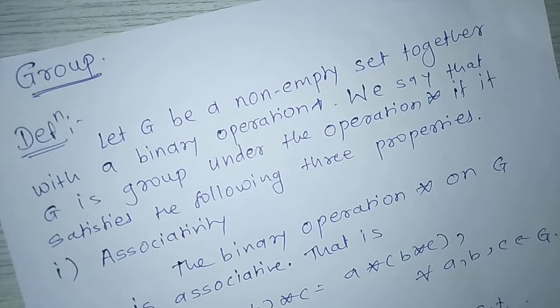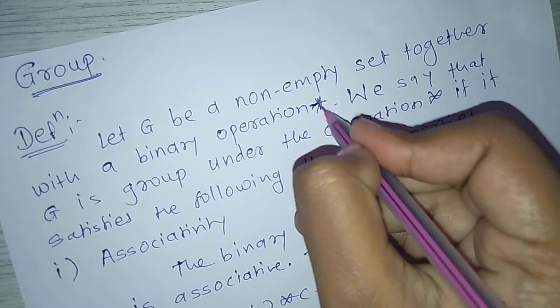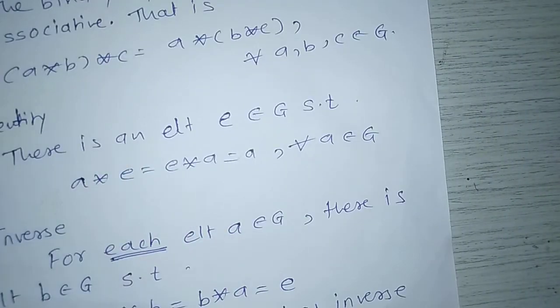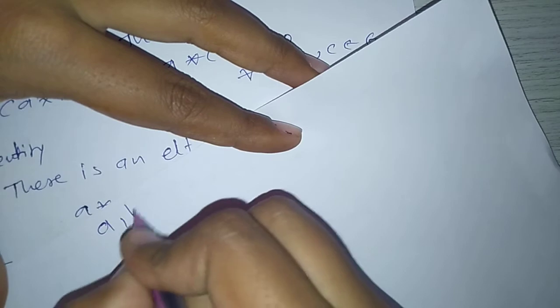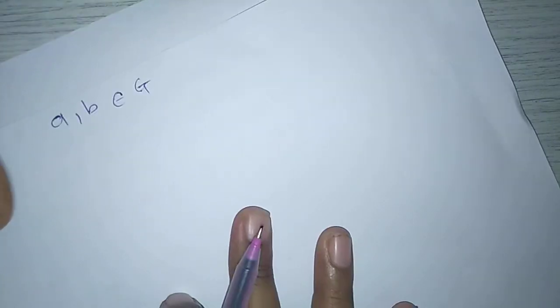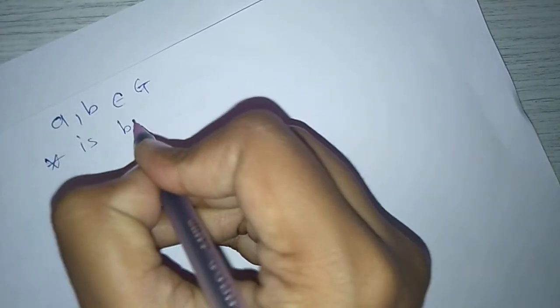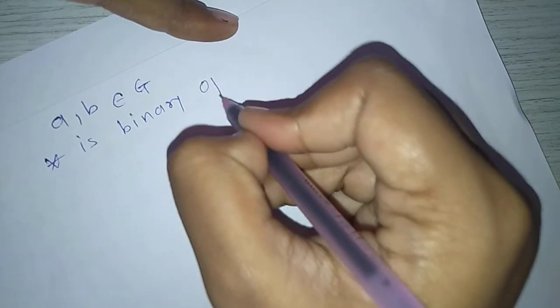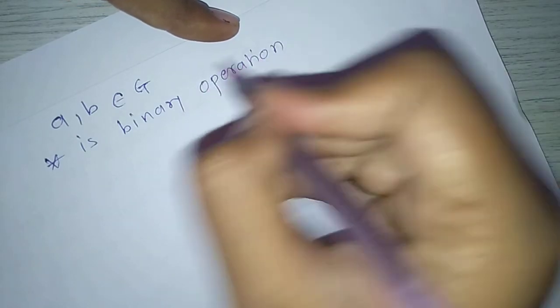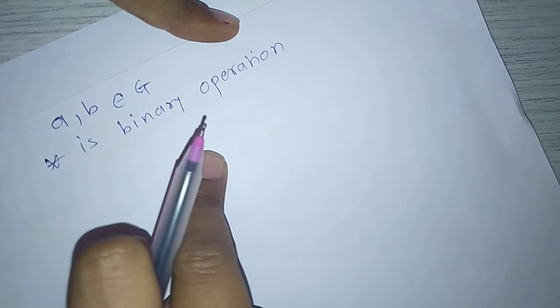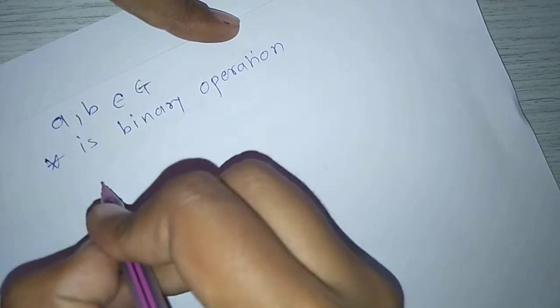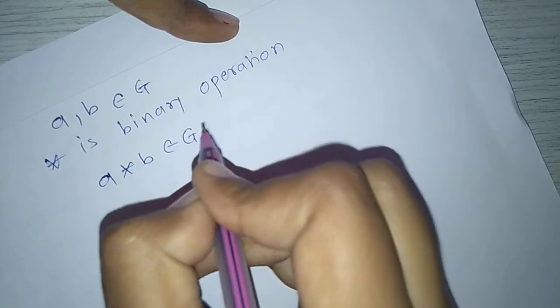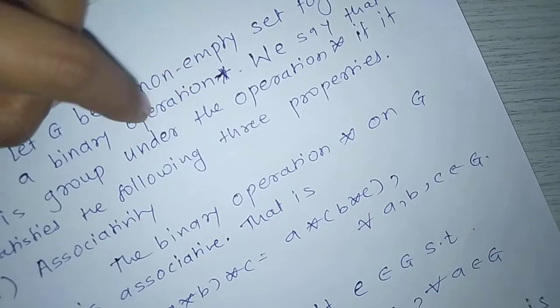Let G be a non-empty set together with a binary operation star. The statement of this is, if A, B belongs to G and star is binary operation, when we can say that star is binary operation on G, if A, B belongs to G and A star B also belongs to G. The meaning of this sentence is nothing but this.